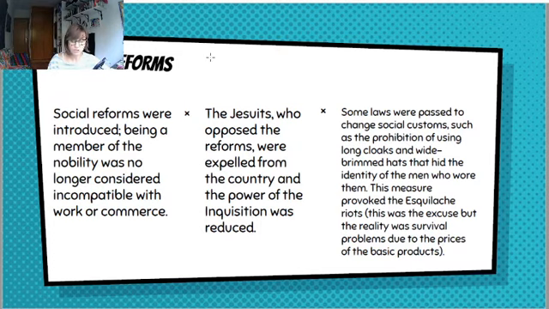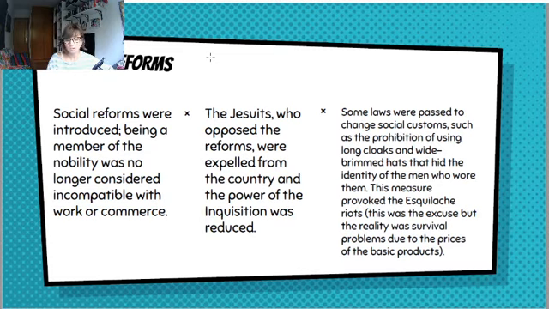Also, some social reforms were introduced. Being a member of the nobility was no longer considered incompatible with work or commerce. The Jesuits, for example, were expelled from Spain because they were against the reforms, and the power of the Inquisition was reduced. Some laws were passed to change social customs, for example, the prohibition of using long cloaks and wide-brim hats that hid the identity of the men who wore them.